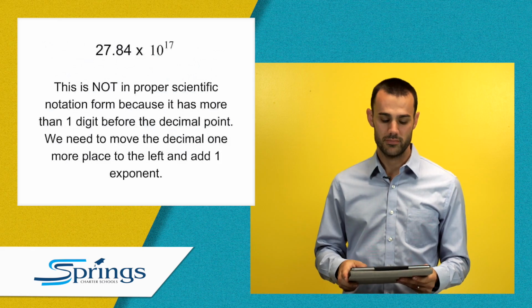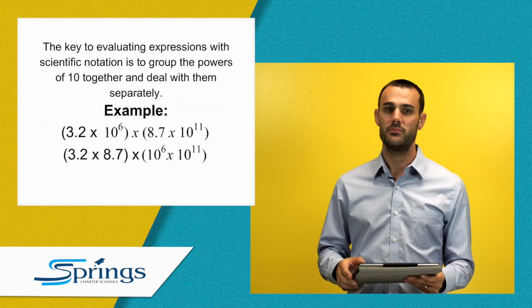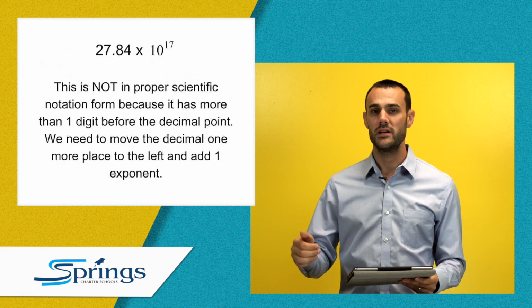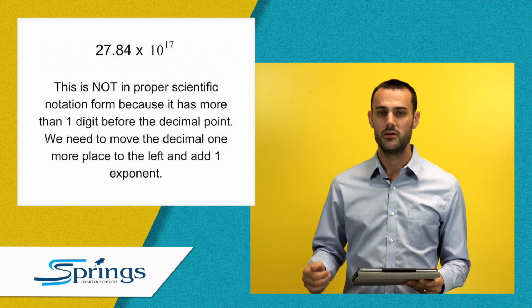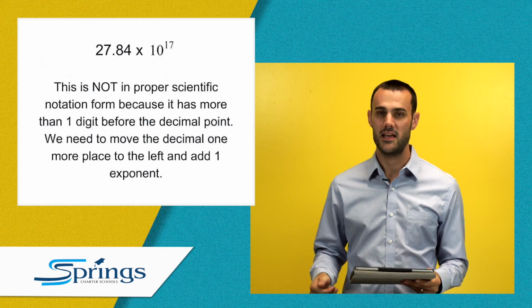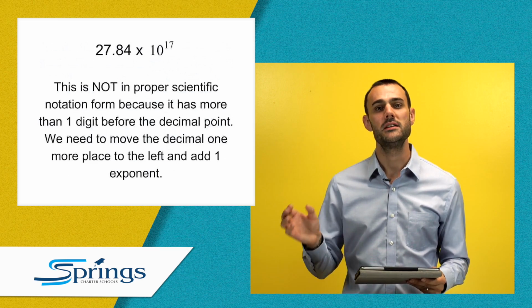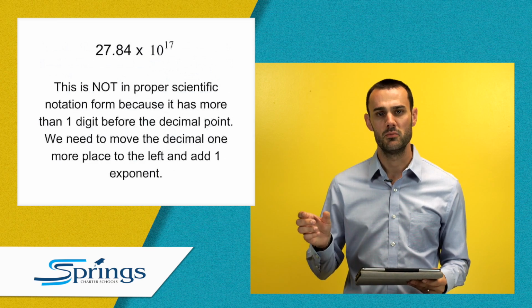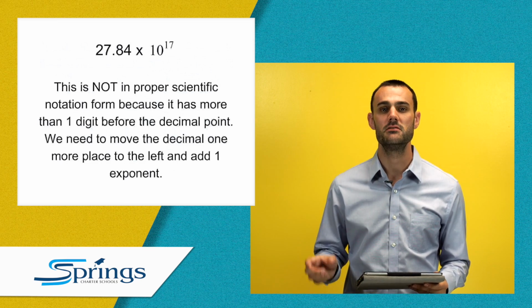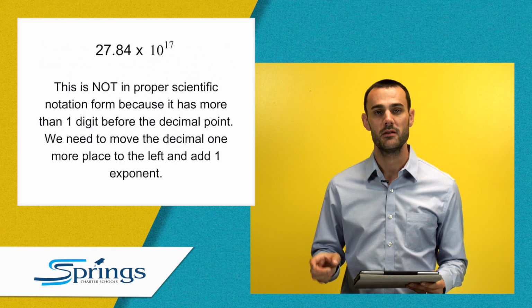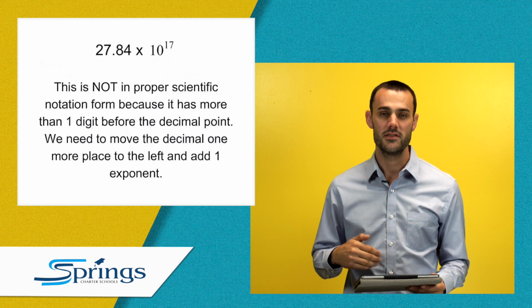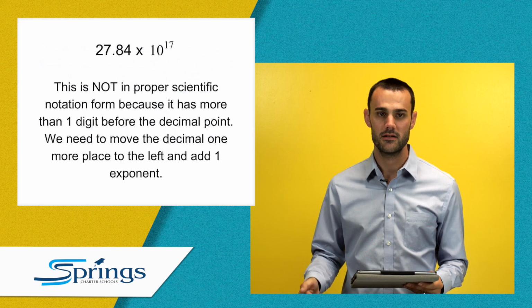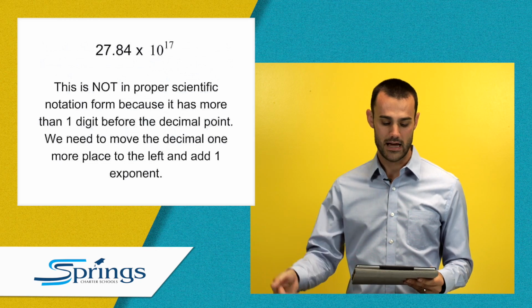When I multiplied 3.2 times 8.7, I got 27.84, and now I have times 10 to the 17th power. We need to backtrack for a second, because you learned the rules of what to do with exponents when the bases are the same in a previous chapter. In this case, I added the exponents together and got the 17th power.